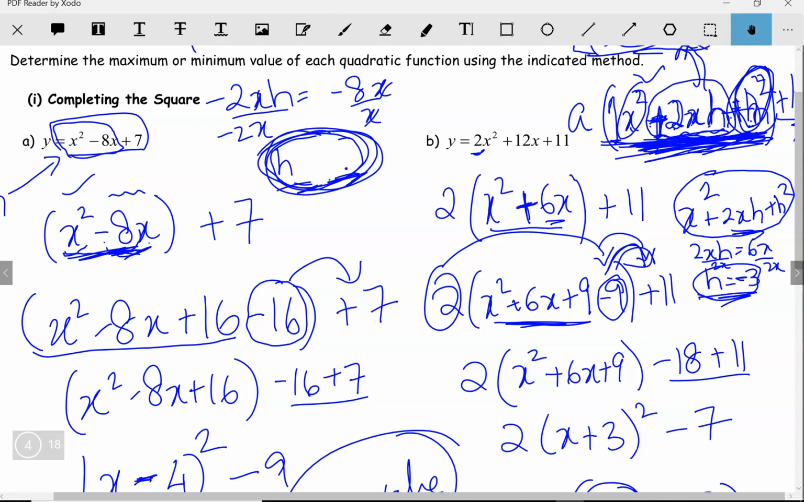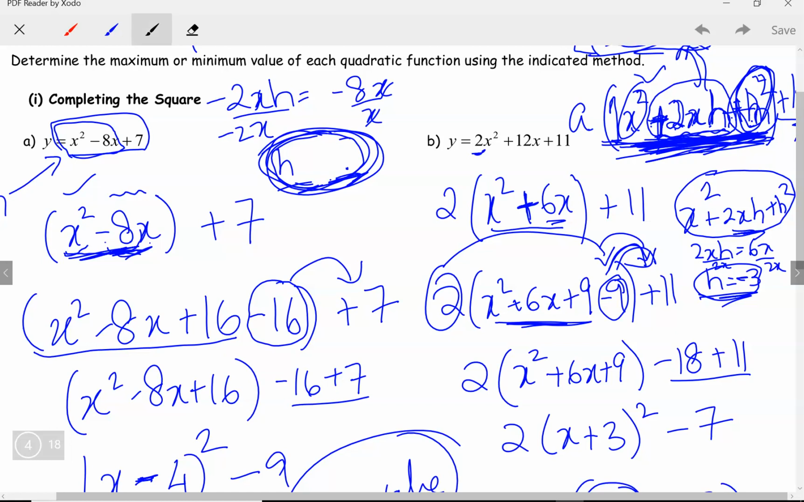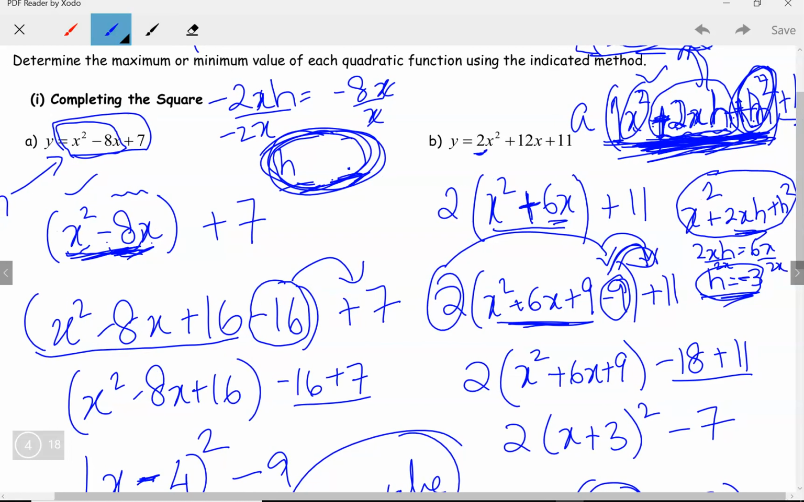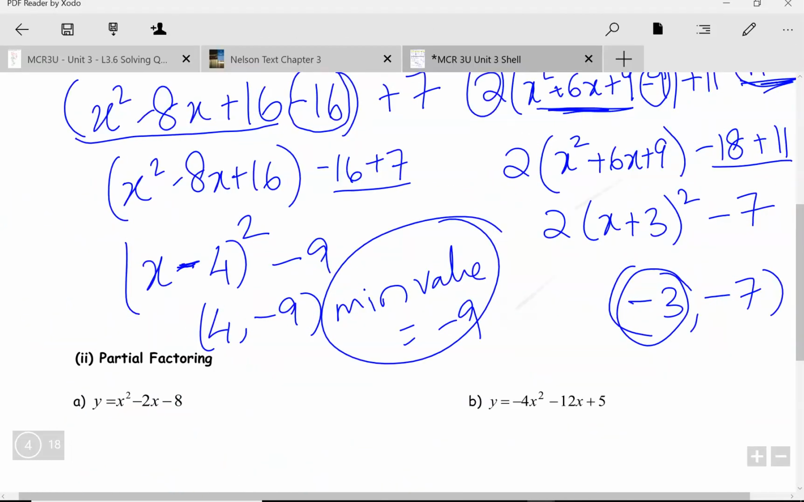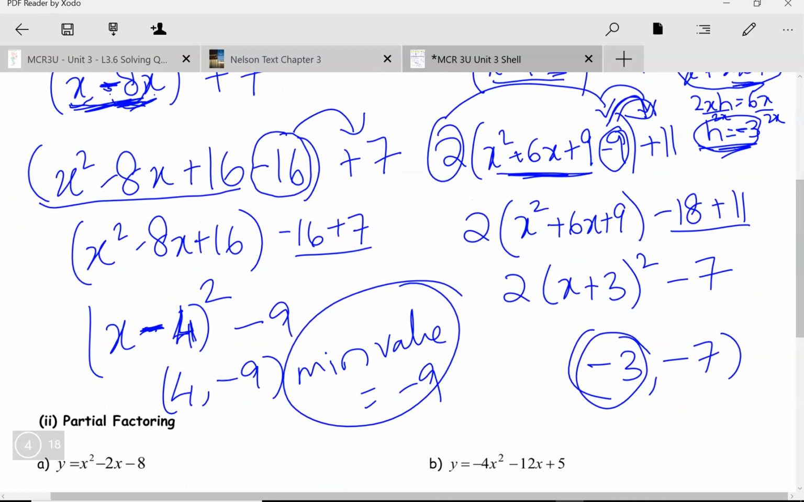If you have a minus 8x, whoops, here we go again. Sorry about that. Again, if you have a minus here, that means in your equation you'll get an x minus the h value, which means your h value is actually positive. So again, the signs might be a bit confusing. Please don't get confused by what we're doing here.